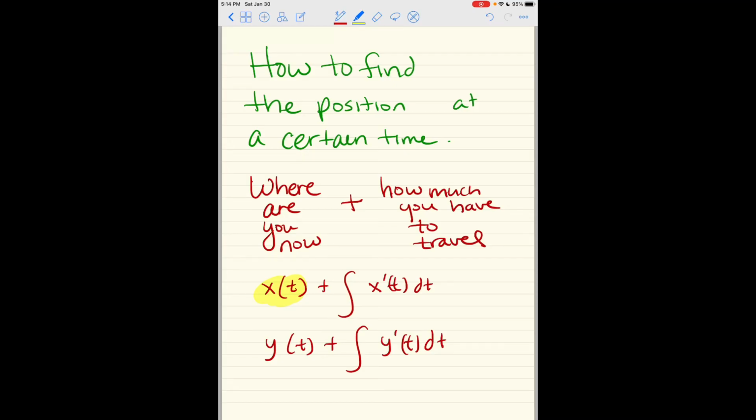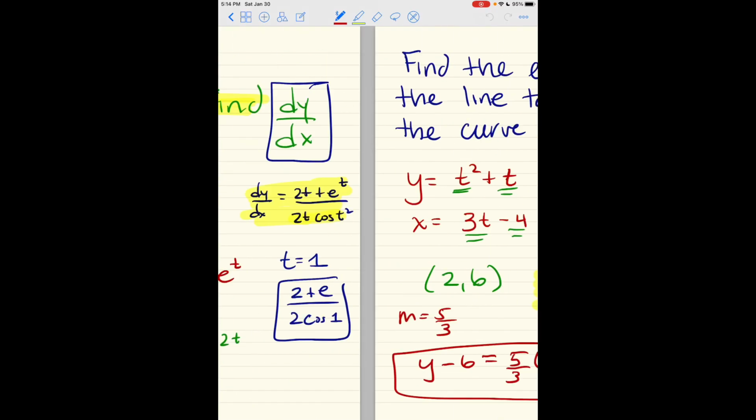So you say, at time t equals 0, I'm here, plus the integral from a to b of the x, because you want to know where you are in the x direction. So just x prime of t, and then for y of t, where you are plus how much you traveled. Same exact thing. And with that being said, let me just show you a quick example of an AP problem.